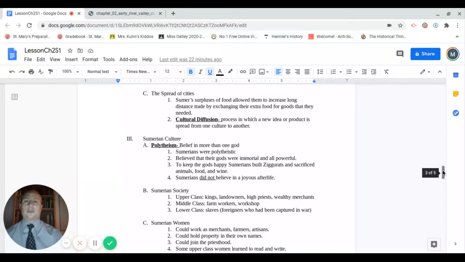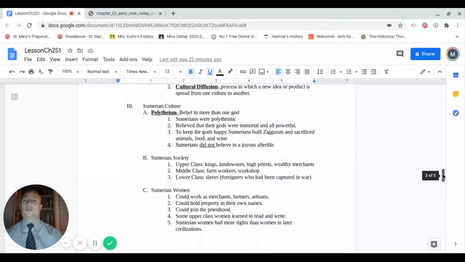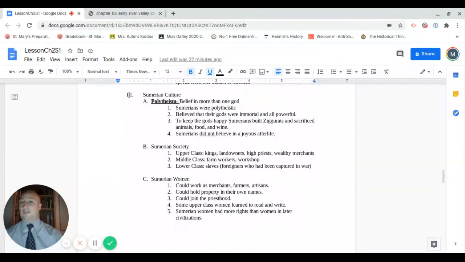Since we're talking about the spread of culture, let's talk about some Sumerian culture specifically. First of all, religion. Well, the Sumerians were polytheistic. What that means is they believed in more than one god. They actually believed in many gods. And they believed that their gods were immortal and all powerful. So did the Greeks, so did the Romans. So polytheism in the ancient world was very popular.